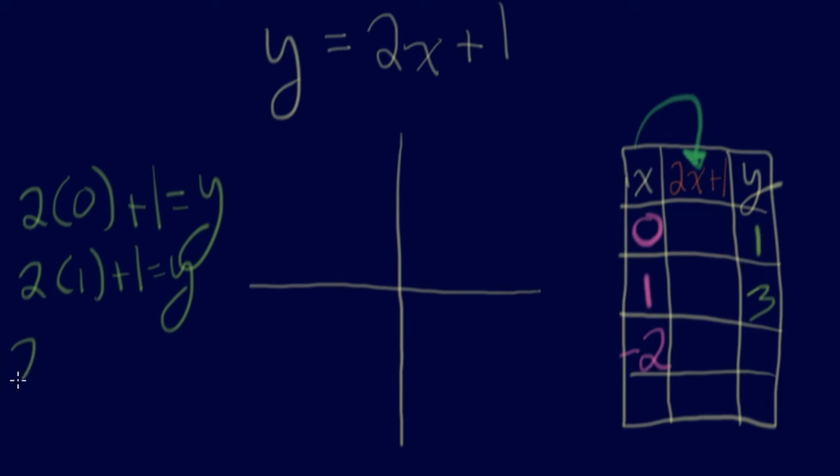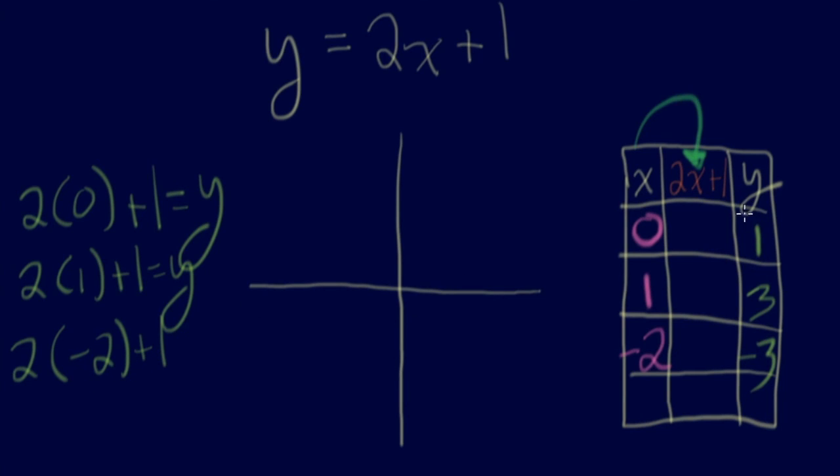And how about when x is negative 2? What's that going to be? That is going to be negative 3. So that was negative 4 plus 1, so negative 3. So those are my coordinates.